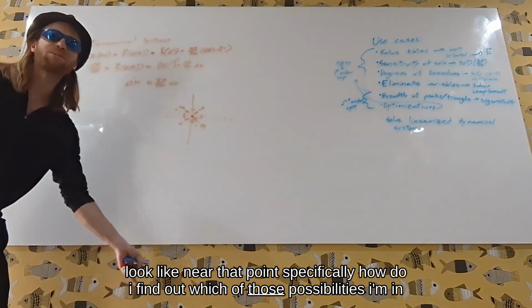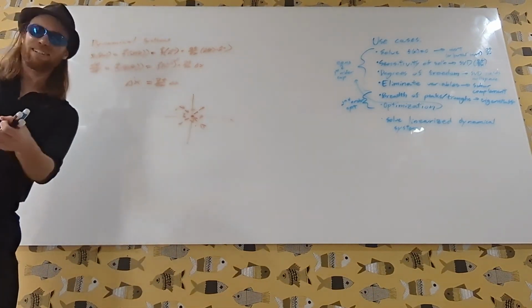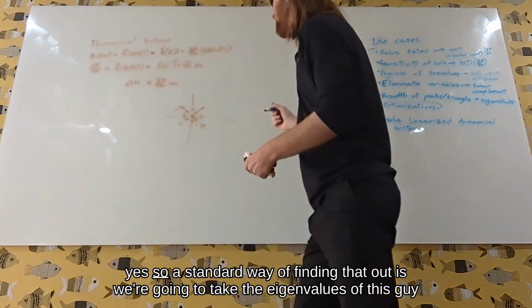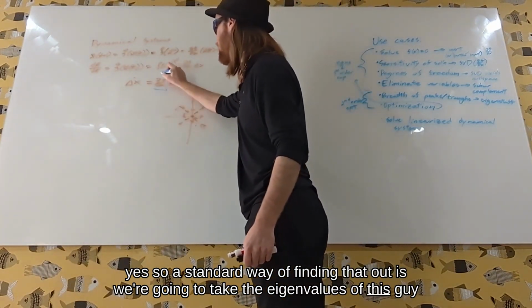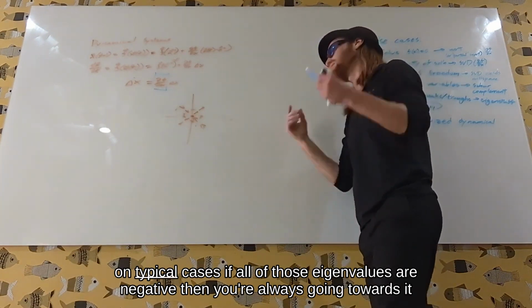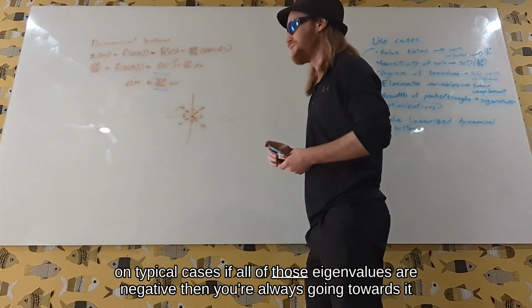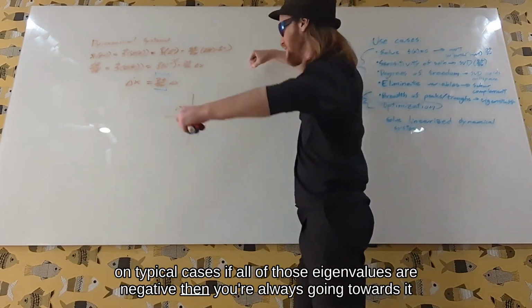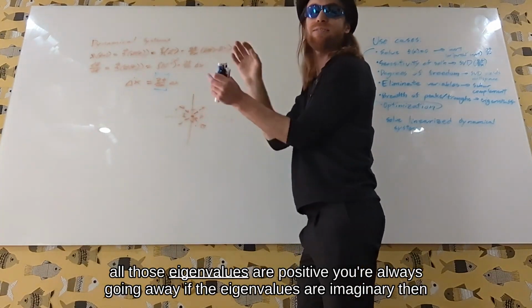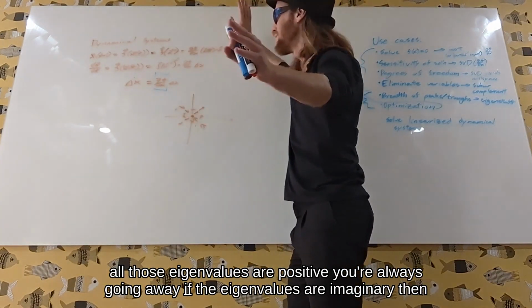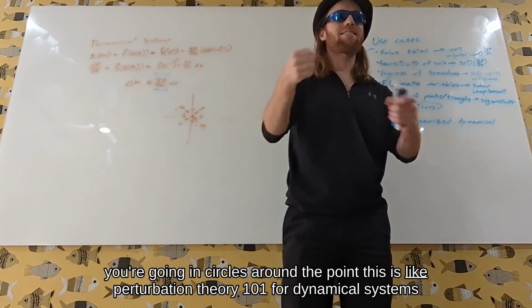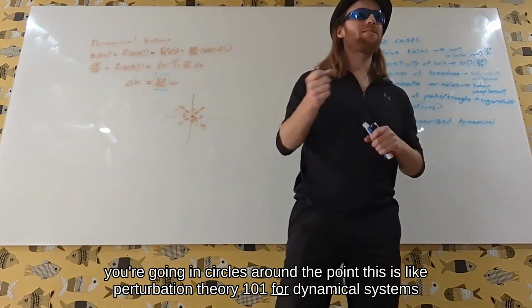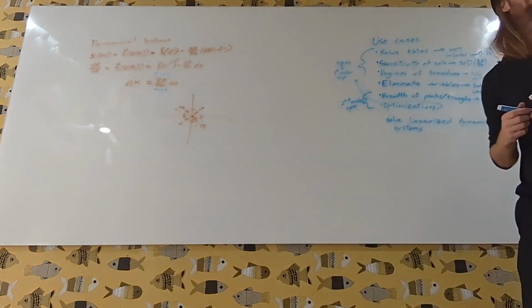How do I find out which of those possibilities I'm in? Yes, good. So a standard way of finding that out is we're going to take the eigenvalues of this guy. In typical cases, if all of those eigenvalues are negative, then you're always going towards it. If all those eigenvalues are positive, you're always going away. If the eigenvalues are imaginary, then you're going in circles around the point. So this is like perturbation theory 101 for dynamical systems.